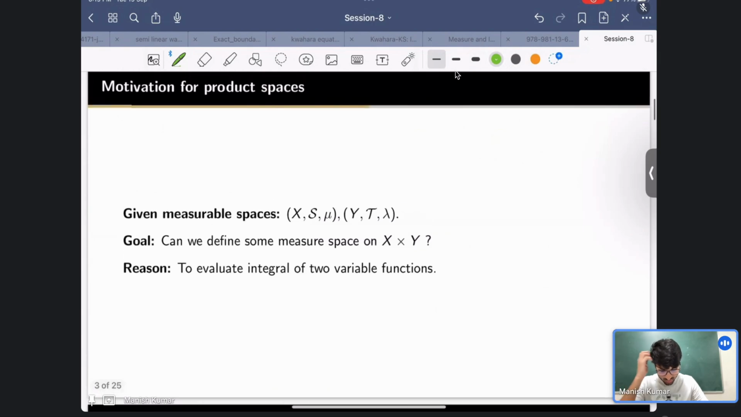So starting with this, you have these given measure spaces. As I have just said, our goal would be to define some measure space on this X cross Y. And why do we want to do that? Because we want to understand the integral of this sort, to find the integral of a function which is defined in terms of two variables and not just one variable.